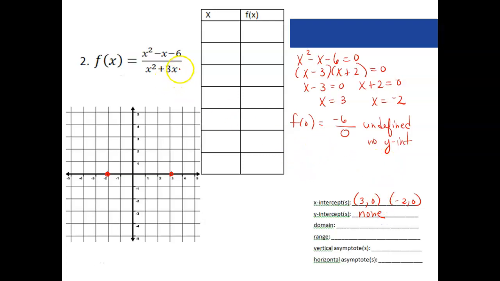Okay, for our domain, we're going to work with the denominator. So we're going to set the denominator equal to 0. We'll factor that. So we're going to set each factor equal to 0. And we get 0 and -3. So those are our vertical asymptotes. And our domain is going to be x is not 0 and x is not -3. Okay, so I'm going to go in and graph these vertical asymptotes. So I've got one at 0 and I've got one at -3.